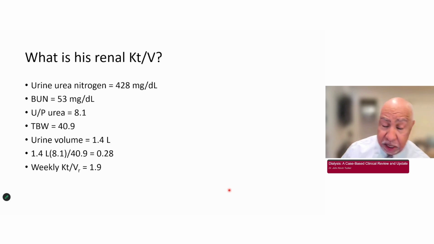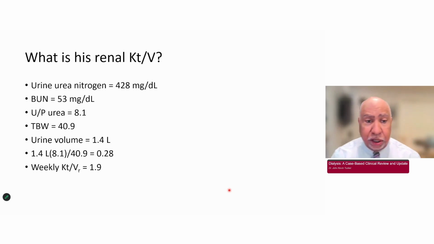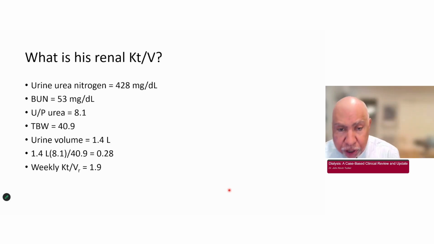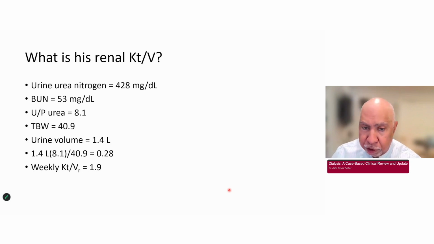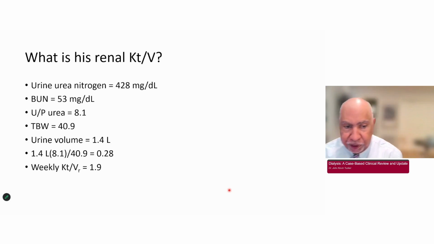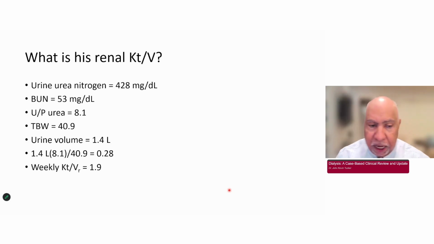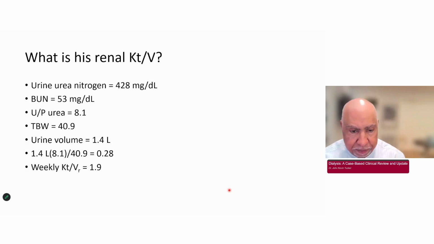What about his renal KT/V? It's a similar calculation, except you need to know the urine urea nitrogen, which in this case was 428. BUN is 53. His urine to plasma urea concentration is therefore 8.1. Total body water is the same. Urine volume is 1.4 liters.